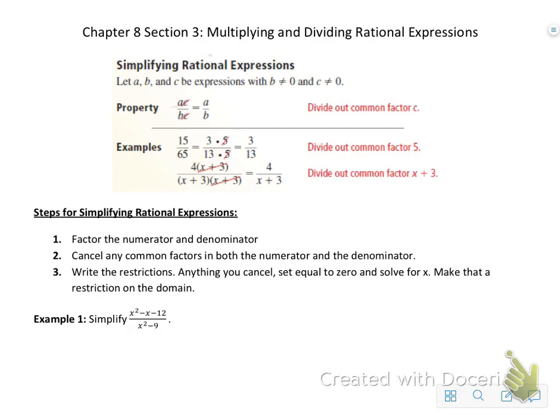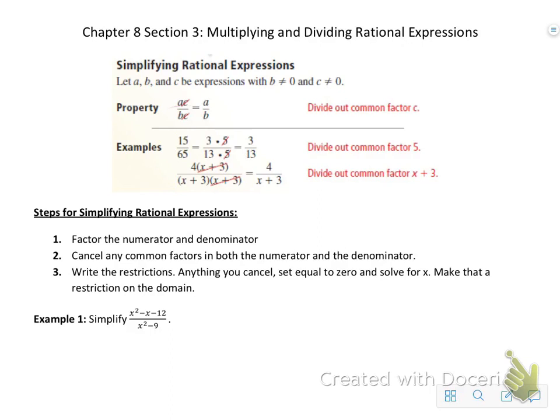So when you multiply and divide rational expressions, the first thing you have to know how to do is simplify a rational expression. You can simplify a rational expression by, first, factoring the numerator and the denominator. Then, canceling any common factors in both the numerator and the denominator. You cannot cancel anything unless they are a factor, and they are exactly the same.